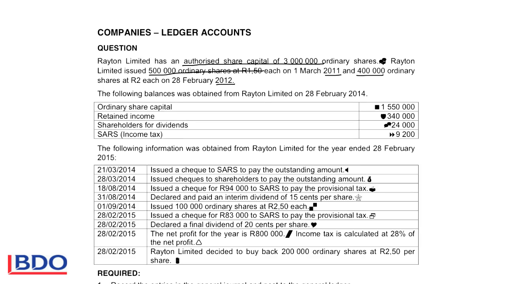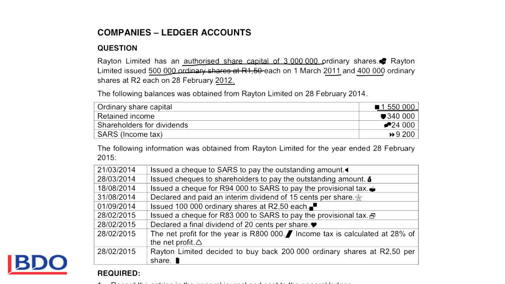If I multiply the 500,000 with R1.50, I will get 750,000. And 400,000 times 2 will give me 800,000. So if I add the 800,000 and the 750,000 together, it will give me the balance that I start with in my ordinary share capital account at the beginning of the year.